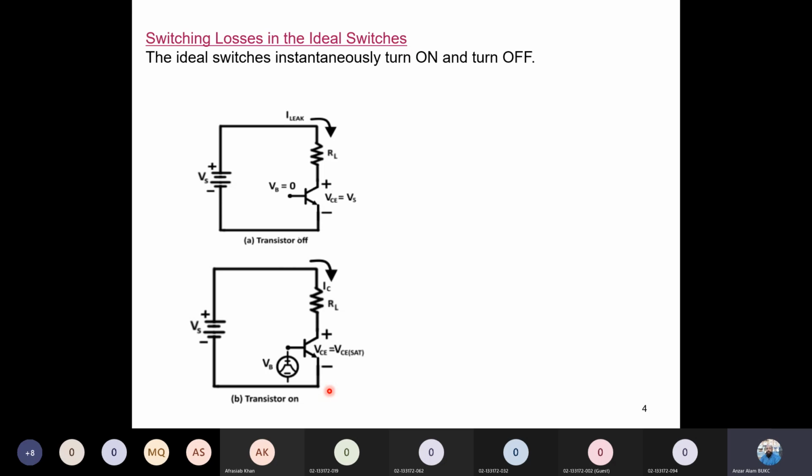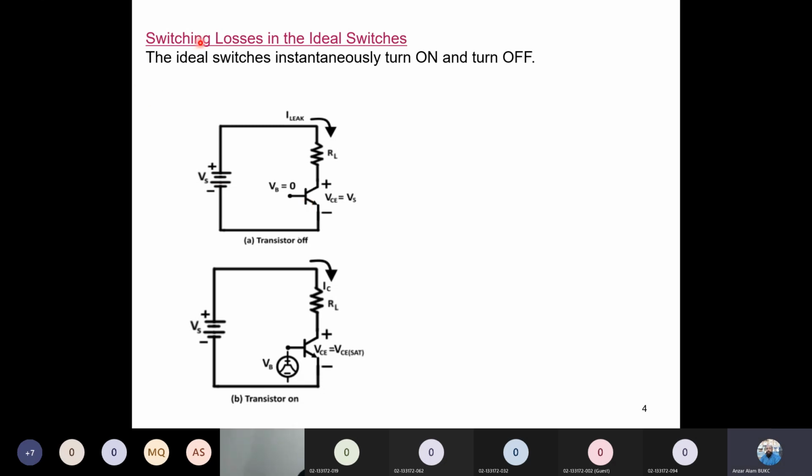But this never happens, because these are not ideal transistors, these are practical switches. It will not happen that the moment I gave the base current, it turns off, or the moment I gave the base current, it turns on. It's not possible. In reality, it will not turn on and turn off instantaneously, but after a small finite amount of time delay. So here they will turn on and off after a small time delay.